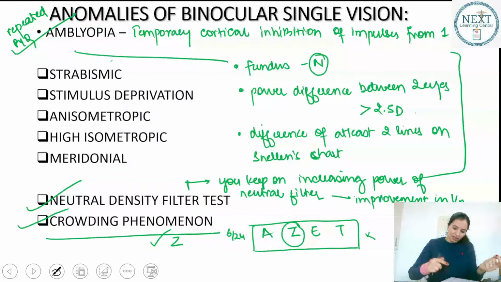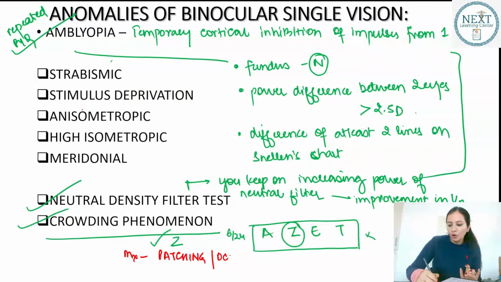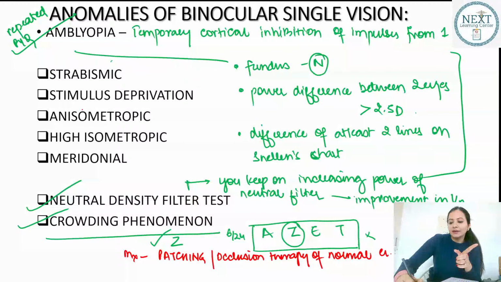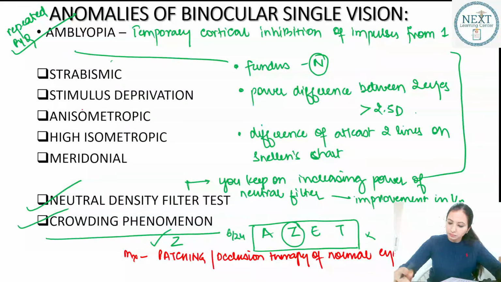Now what is the management? Management is patching. So which eye will you patch? Very important. It involves patching or the occlusion therapy of the normal eye. Why? So that the lazy eye takes up the function that the normal eye is supposed to do.